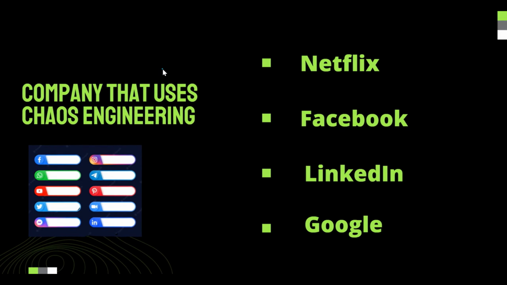So what are the companies that are using chaos engineering? Guys, there are many MNCs following chaos engineering, and a few of them which are very popular: Netflix, Facebook, LinkedIn, Google. There is Twilio. There is, I guess, IBM also following. So there are many more companies following chaos engineering.